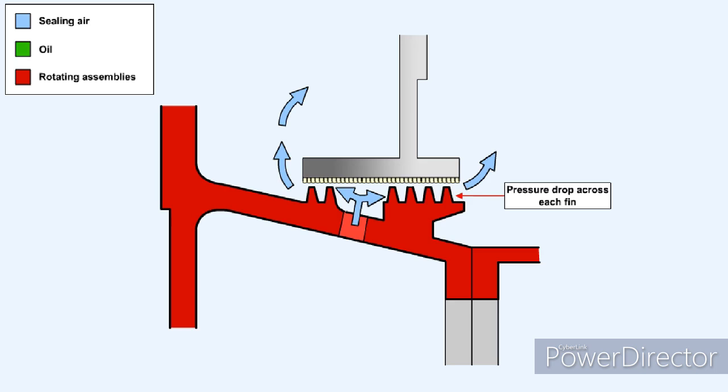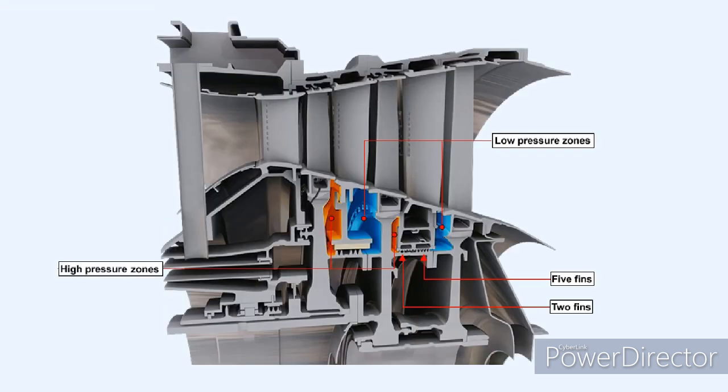Interstage seals are used to either prevent or control leakage of air between sections of the engine which are operating at different pressures. During operation of the interstage labyrinth seal, there is a pressure drop across each fin, which results in a restricted flow of air from one side of the seal to the other. The amount of pressure dropped across the seal depends upon the number of fins over which the air must pass.